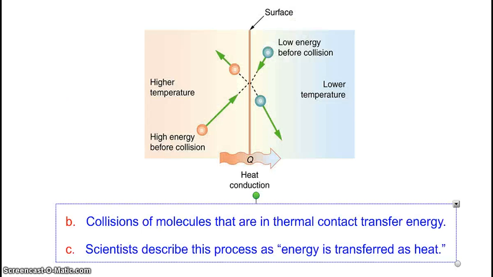Collisions of molecules that are in thermal contact transfer energy. Scientists describe this process as energy is transferred as heat. These green arrows are vector arrows. They represent direction and magnitude. This molecule has much higher kinetic energy than this molecule.